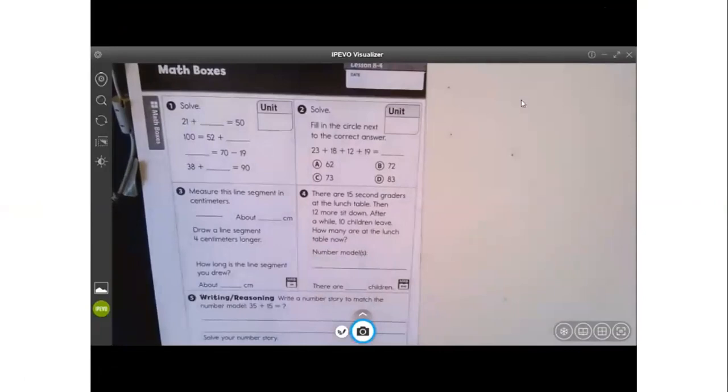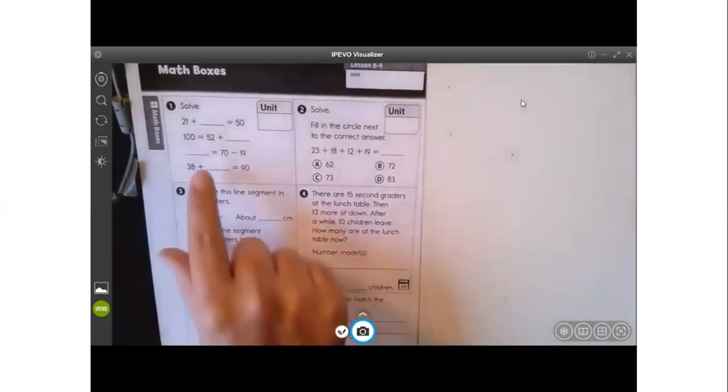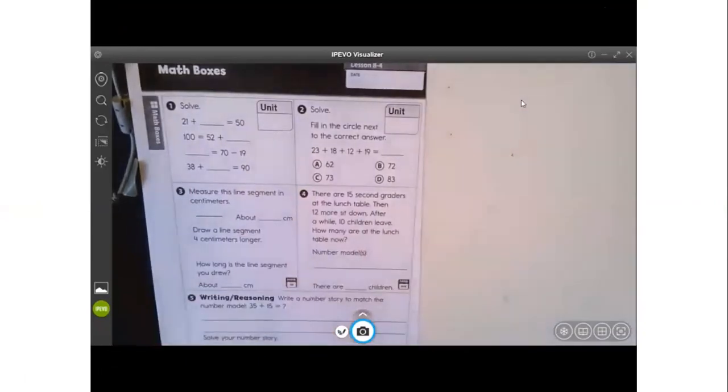Then it says 100 is equal to 52 plus what number? Then what number is equal to 70 minus 19? And then it says 38 plus what number will get you up to 90? Okay. So again, you can do that practice. Again, if you need to pause the video to give yourself more time to work those out, great, pause and then come right back to us and we'll work on the next problem together.